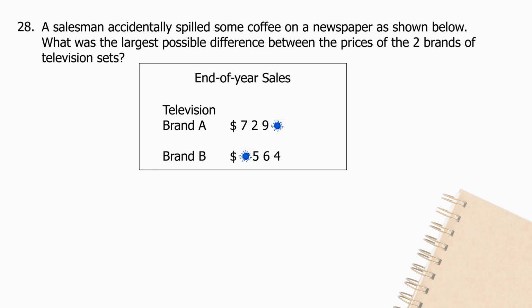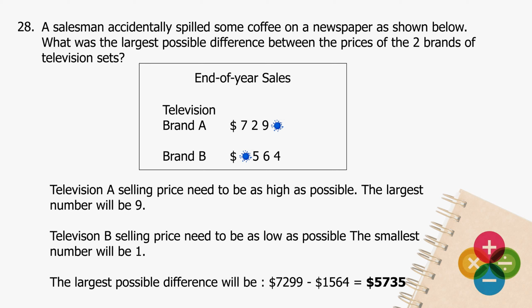Question 28. A salesman accidentally spilled some coffee on a newspaper as shown below. What was the largest possible difference between the prices of the two brands of television sets? To get the greatest difference, brand A's price needs to be as high as possible, and brand B's price needs to be as low as possible. The largest possible number for brand A will be 9. The lowest possible number for brand B will be 1, as the price cannot start with 0.